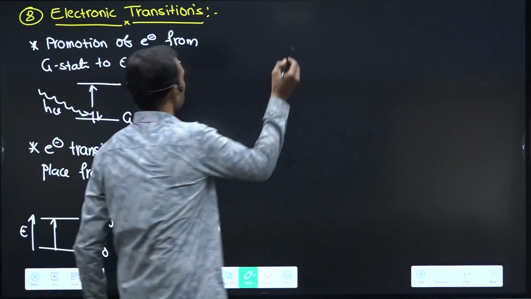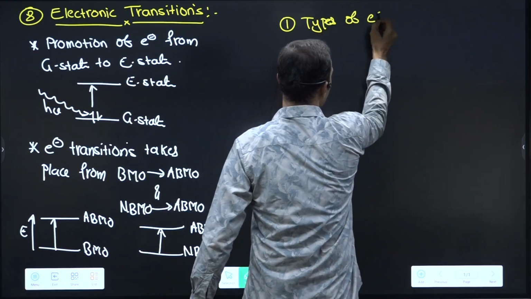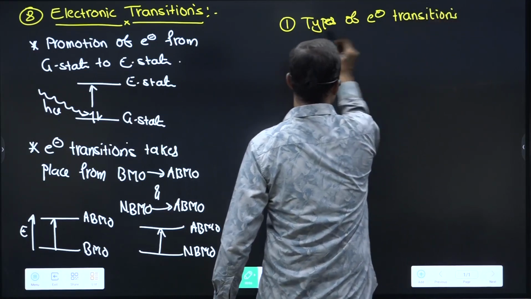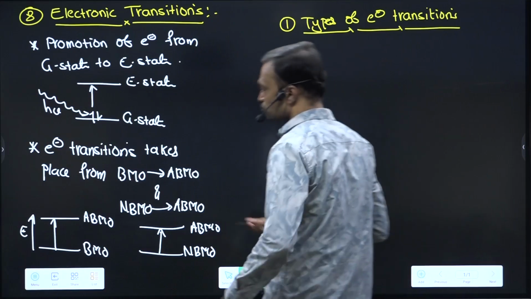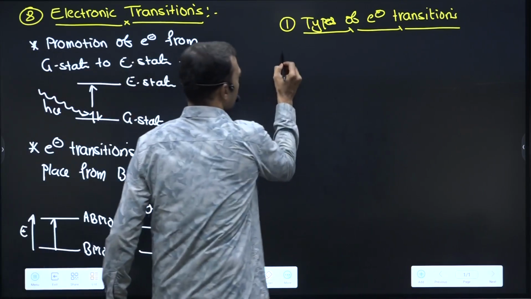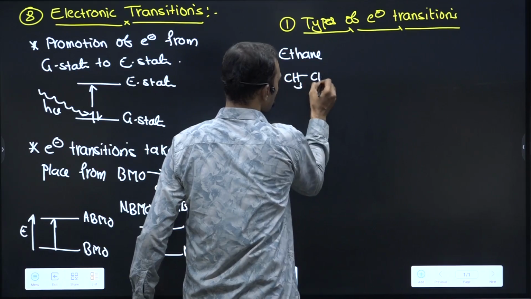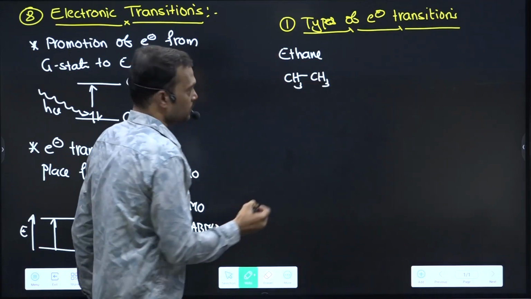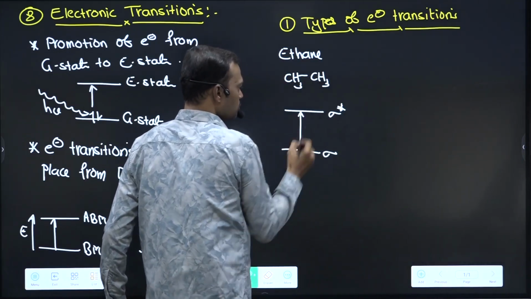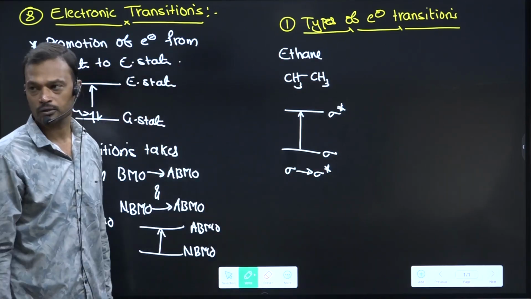Okay. Next, types of electronic transitions. What are the types of electronic transitions? First I am taking ethane. Does ethane carry only sigma bonds or not? Only sigma bonds are present. Ethane carries only sigma bonds. That's why I can write sigma and sigma star. Only one electronic transition is possible. What is it? Sigma to sigma star. Ethane gives only one electronic transition.